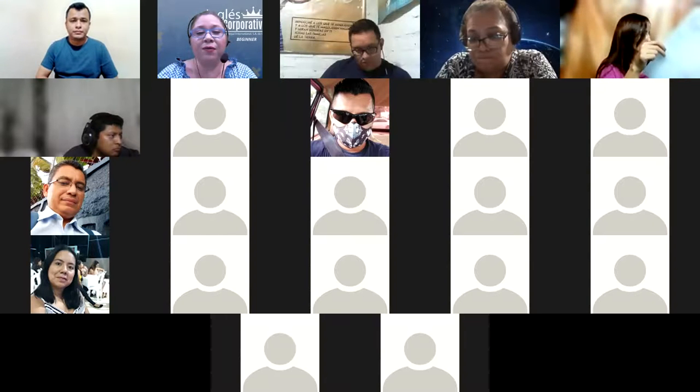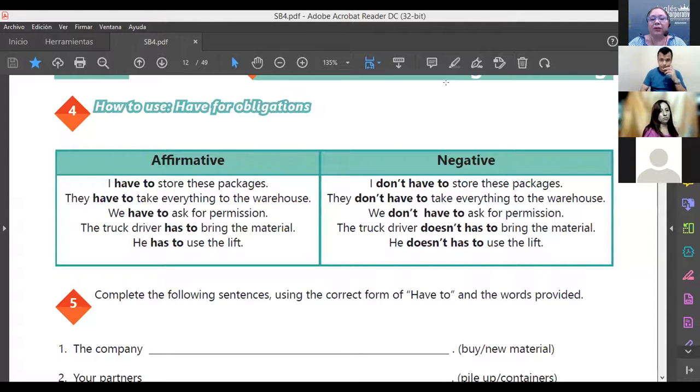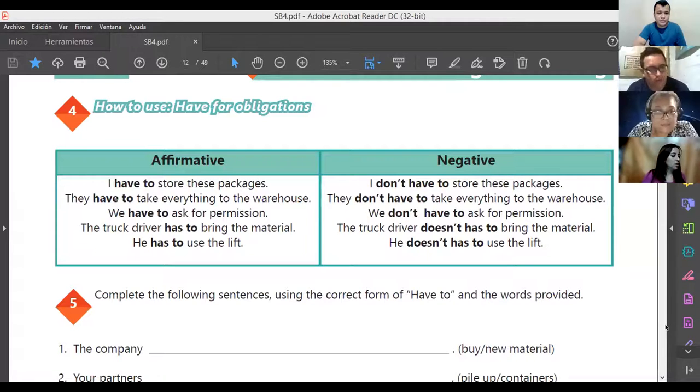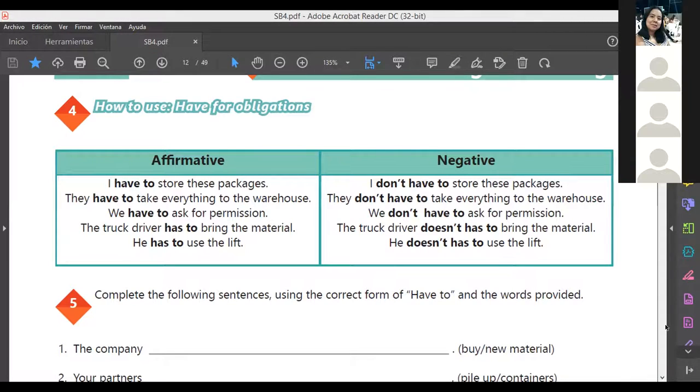I think it is page 12. And we have to read this. A ver, 30 segundos para leer las afirmativas. Todos leyendo las afirmativas, que se vea que lo están leyendo en voz alta, por favor, please. They have to store this package. They have to take everything to the place. Have to ask for permission.